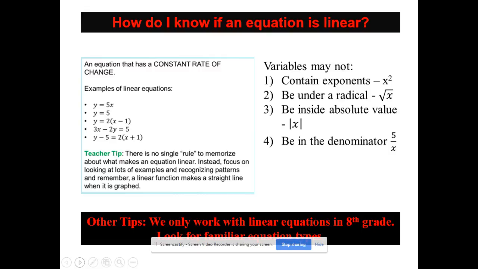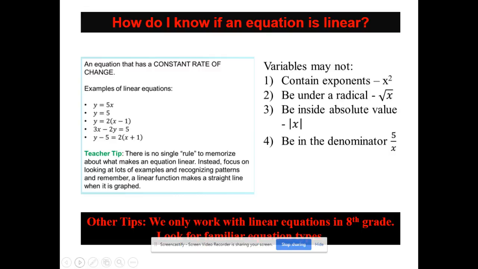Lastly, we will discuss how to tell if equations are linear and nonlinear. Equations are a little tougher. There is no single rule to memorize about what makes an equation linear versus nonlinear. Instead, we can focus at looking at lots of examples and recognizing patterns. And remember, a linear function makes a straight line when it is graphed. Another tip is that we only work with linear equations in the 8th grade, so look for familiar equation types.